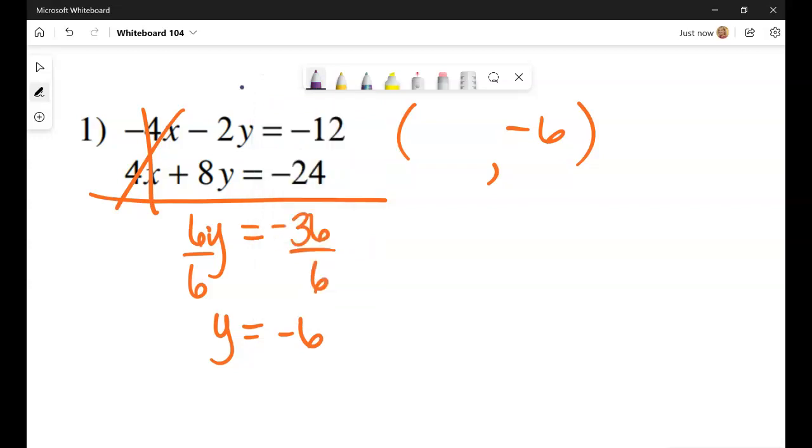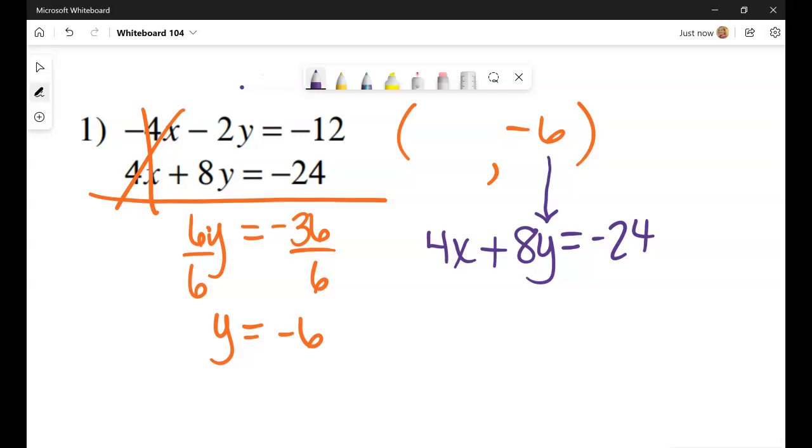Now, how do I go about finding the x? Plug negative 6 in. Plug negative 6 into one of the equations. You get to pick the equation that you want to use. Pick the one. Y'all want to do the one on the bottom? 4x plus 8y is negative 24. And I happen to know that y is negative 6.